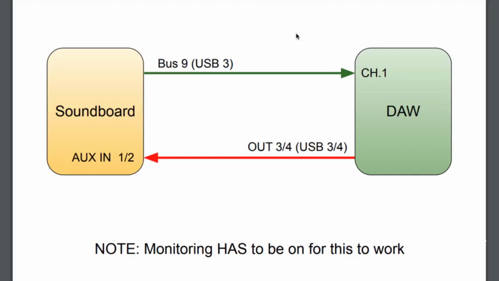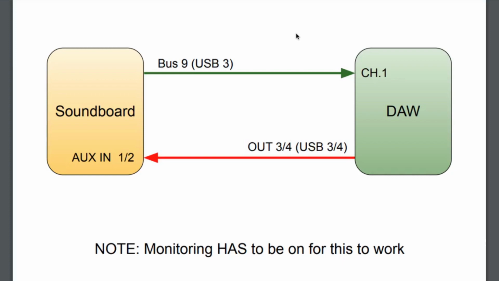Okay, so let's go ahead and jump into this here. On the left-hand side, you can see we've got our soundboard. For me, I'll be using the X32. And on the right-hand side, we've got the DAW. We'll start out using StudioOne, which is the StudioOne Pro version. I'll also touch on Ableton Live at the end.